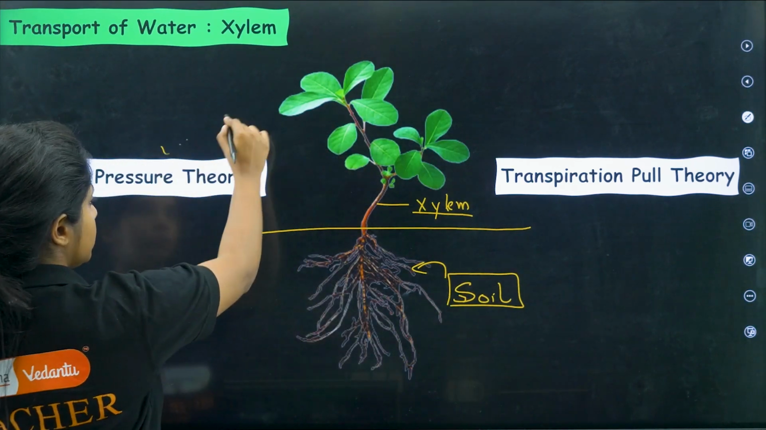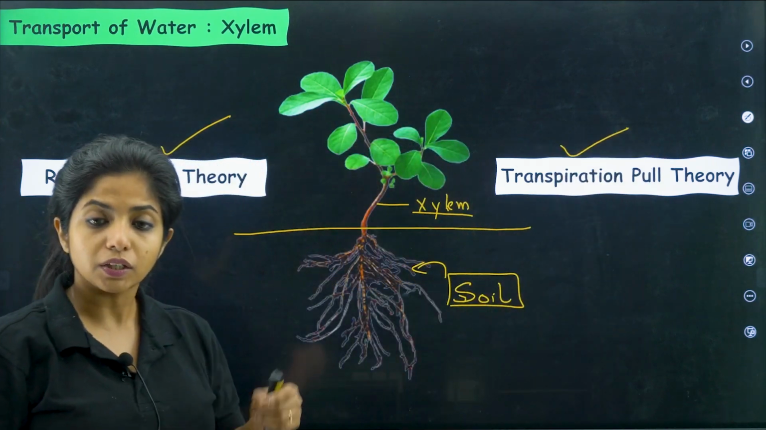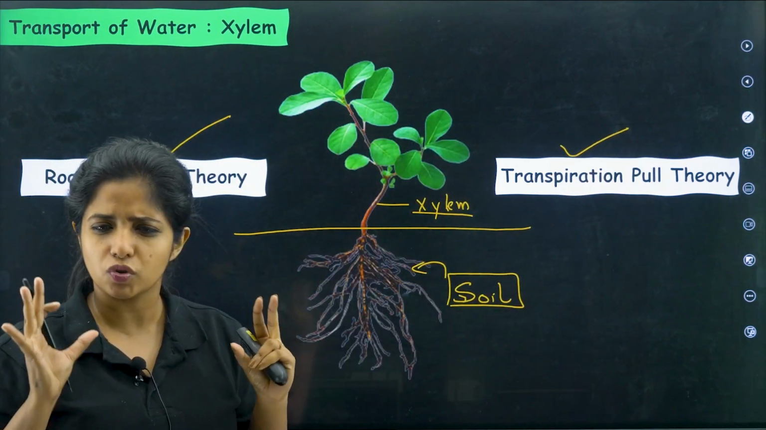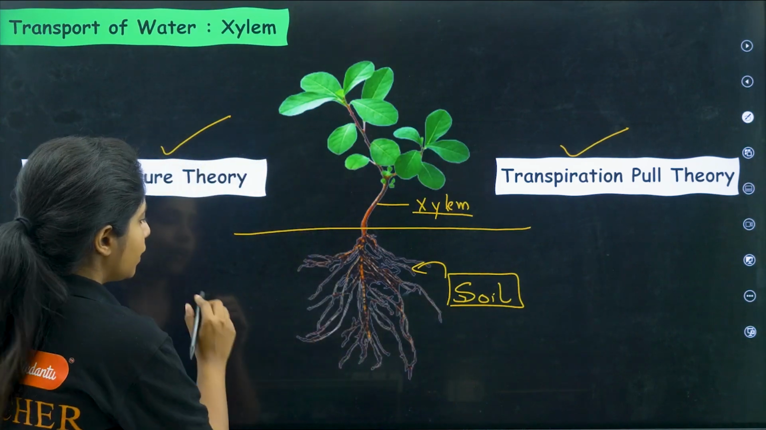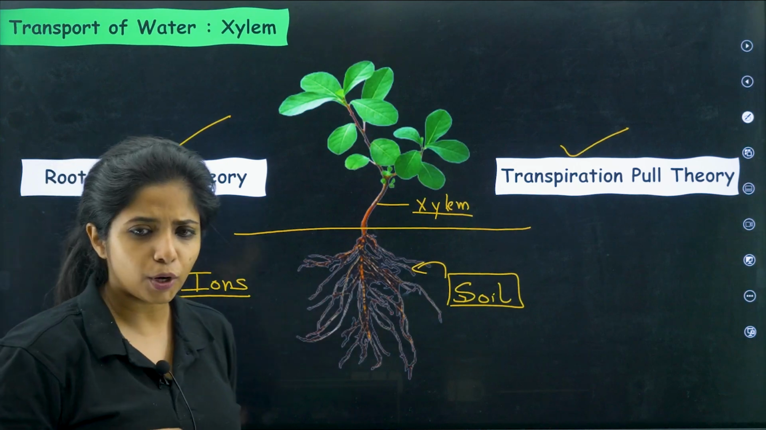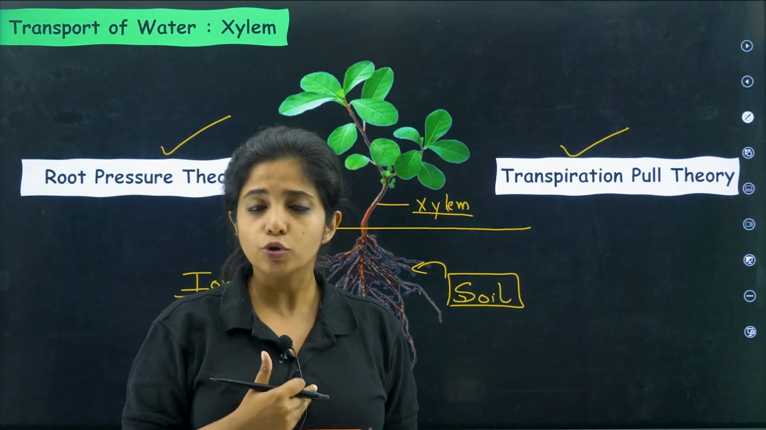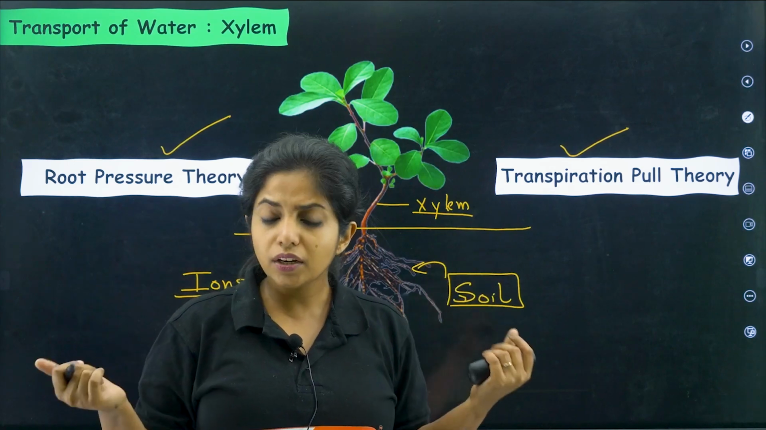One is root pressure theory and the other one is transpirational pull theory. I would start with root pressure theory and try to explain certain things. You try to understand it. So basically what happens is that there are so many important ions in the soil, and plants usually need them as well. Plants also need iron to grow and things like that. So they definitely need it.